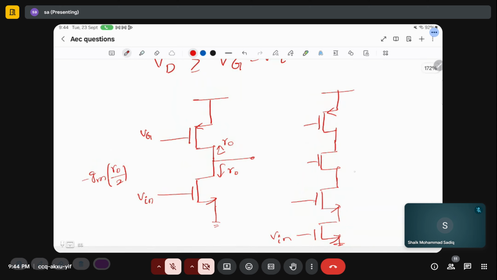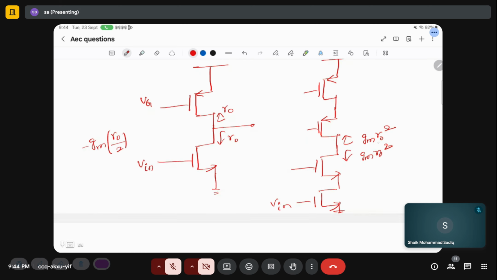If I do this, the resistance from here will be approximately gm r0 squared. Down also gm r0 squared by 2. Sorry, gm r0 squared. So the equivalent resistance will be gm r0 squared by 2.